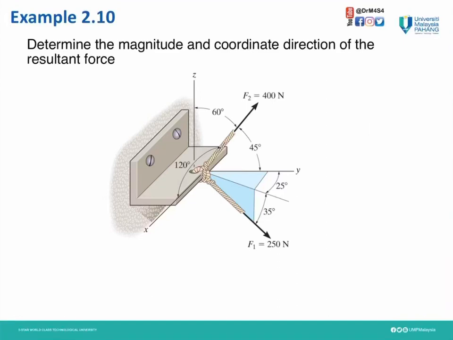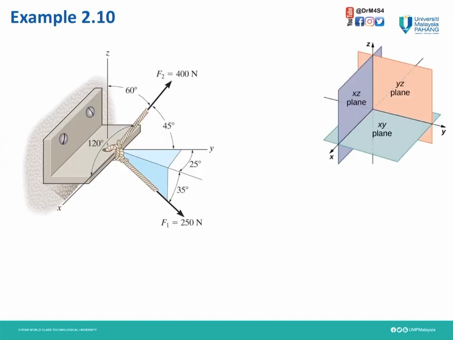Next, example 2.10. In this question, we need to determine the magnitude and coordinate direction of the resultant force due to F1 and F2. First of all, we need to be able to imagine it in 3D. As I said earlier, in 3D we have three different planes, which are the YZ plane, XY plane, and XZ plane.